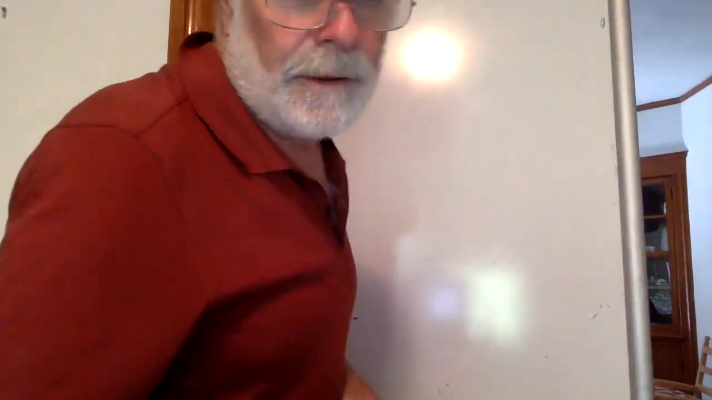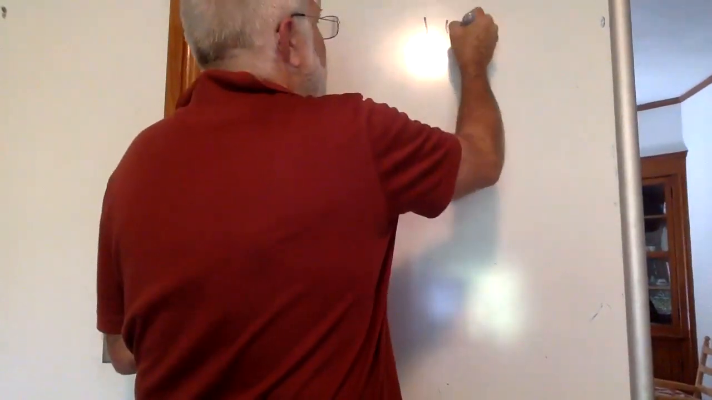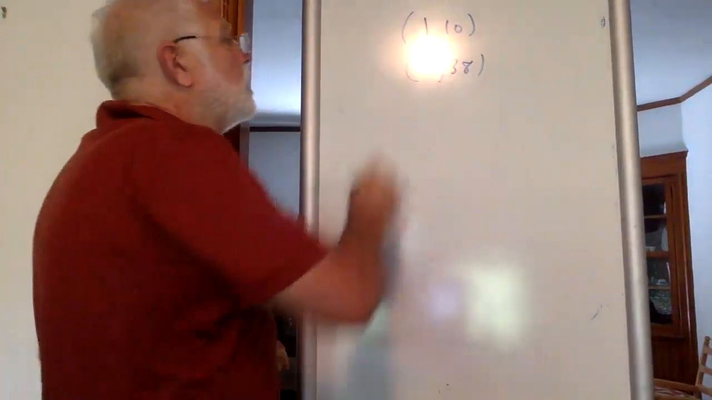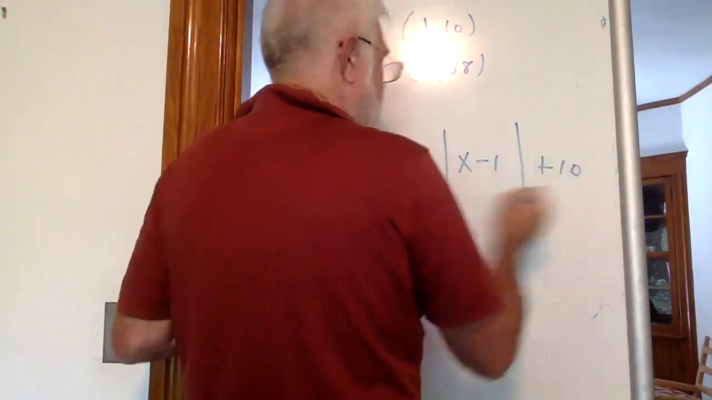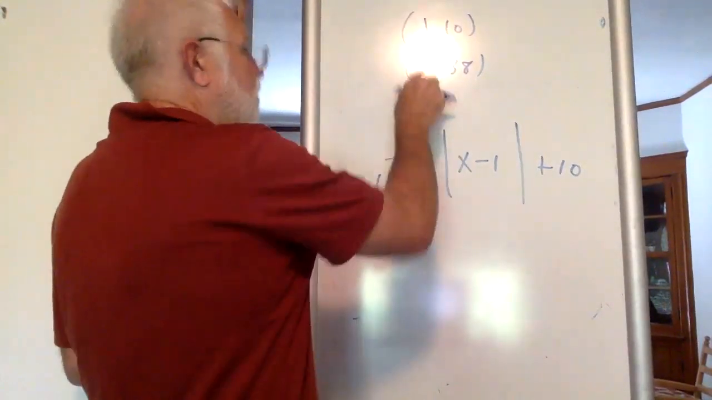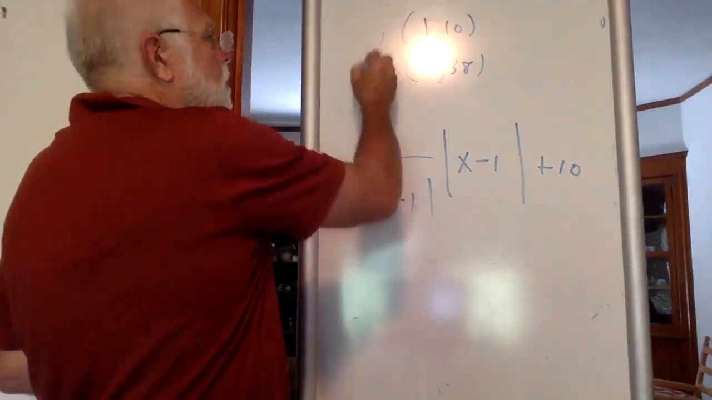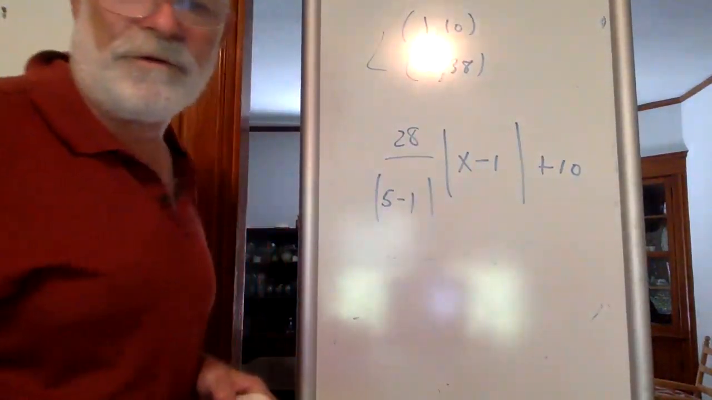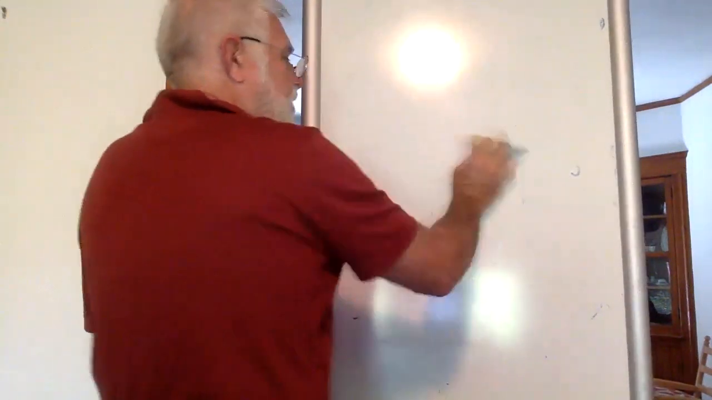Absolute value: 1 comma 10, passes through 5 comma 38. So 1 comma 10, absolute value, x minus 1 plus 10. And then we got the absolute value of what? 5 minus 1, so obviously 4. And 10 to 38 is up 28, and you can reduce that fraction. That should be familiar to you.